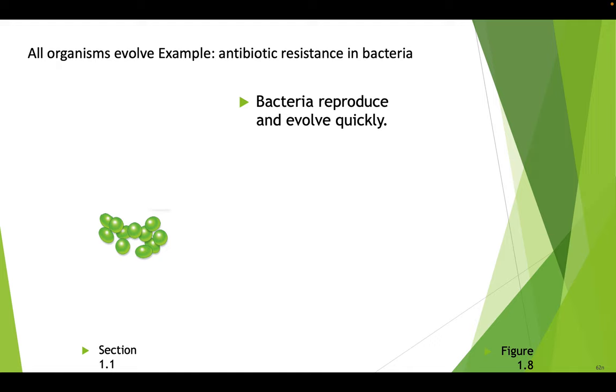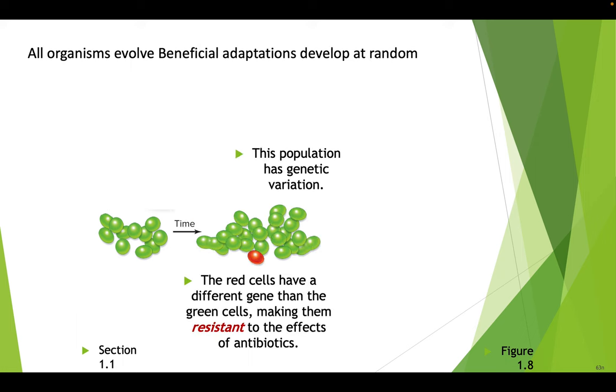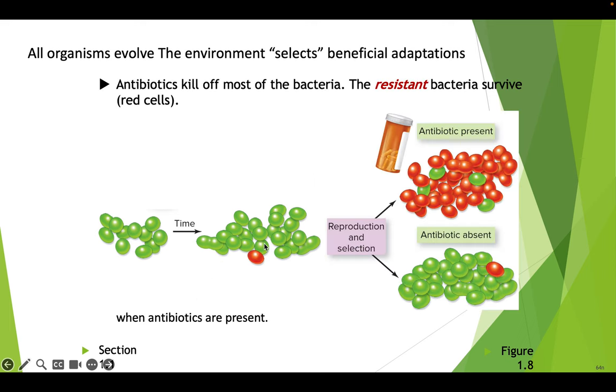Bacteria reproduce and evolve quickly. They have very short generation times. This population here has genetic variation. The red cells have a different gene than the green ones that makes them resistant to antibiotics. If we expose them to an antibiotic, then we select for having more antibiotic-resistant organisms, right? And if we don't expose them to an antibiotic, then we're selecting for organisms that are not resistant to that antibiotic. There's no benefit to being antibiotic-resistant if there's no antibiotics around.